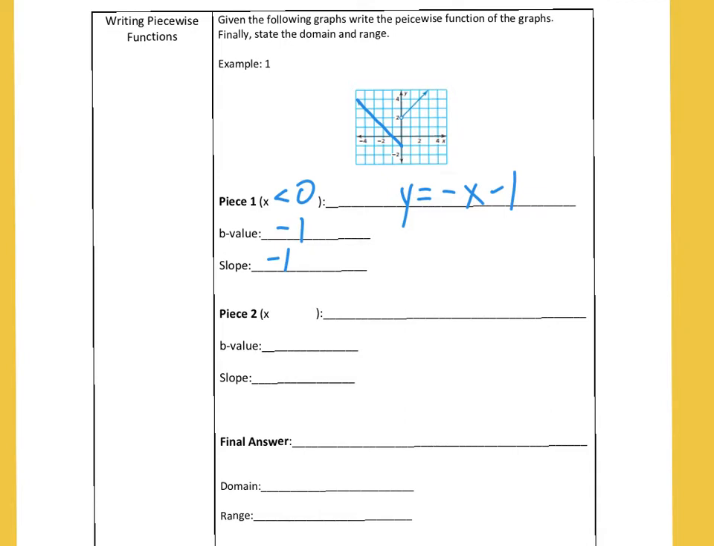Is it equal to 0, or could it be? Yes, why? Because it's closed. Yep, this is a closed circle, even though it's tiny. So I do need to have that equal sign. So less than or equal to sign instead of a less than sign.